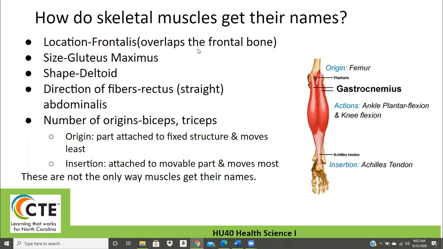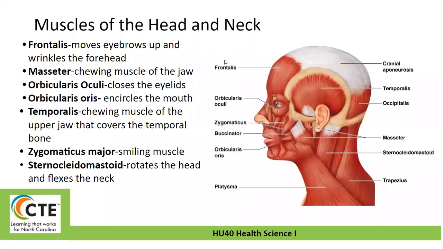Another way is the size. So the gluteus maximus. The gluteus maximus is our butt, and that's a large muscle. So you think max, okay? The shape, deltoid, just the way it's shaped can give you the naming of the muscles. Okay, trying to get everybody in.